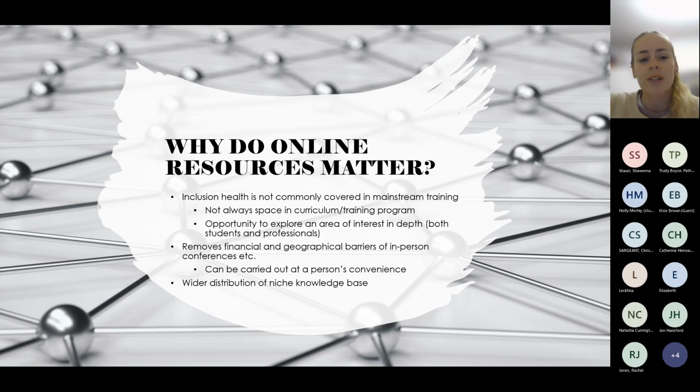Online resources also allow a wider distribution of a more specific knowledge base. It removes the need to be in the right place at the right time with the right expert in your university or in your hospital in order to gain a better understanding and insight into a specific knowledge area, which is really important for something like inclusion healthcare, where there are specialists and experts in the field, but there might not be somebody near where you are. And so creating online resources to target specific areas within inclusion health allows for that knowledge to be shared and accumulated by a greater proportion of the healthcare professionals around the country.